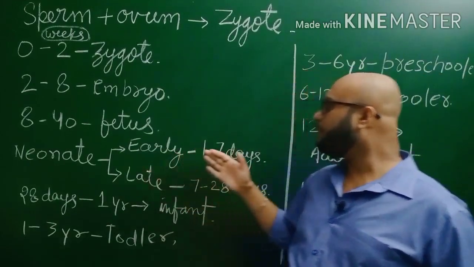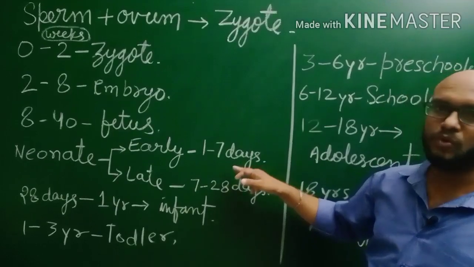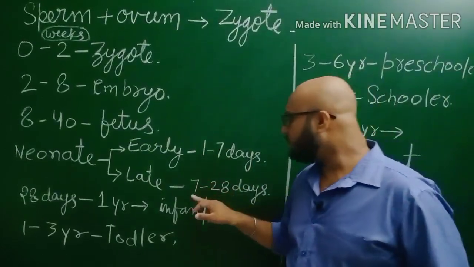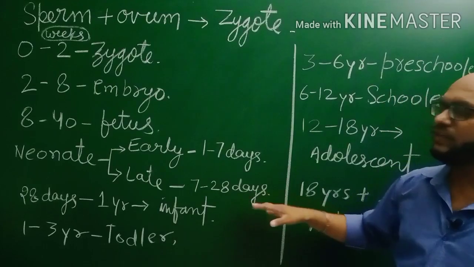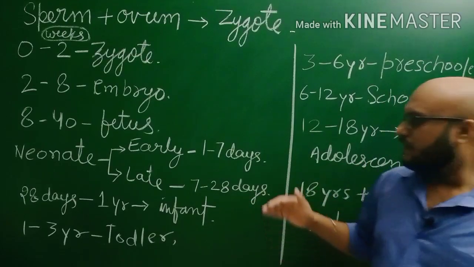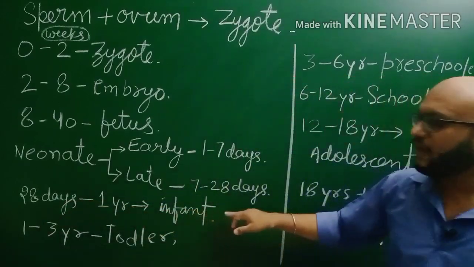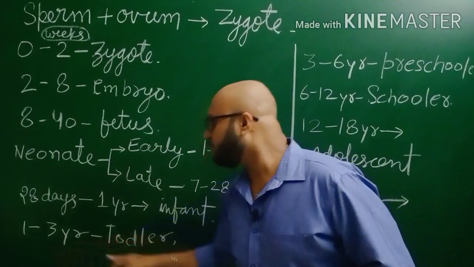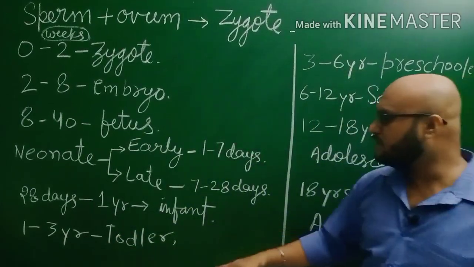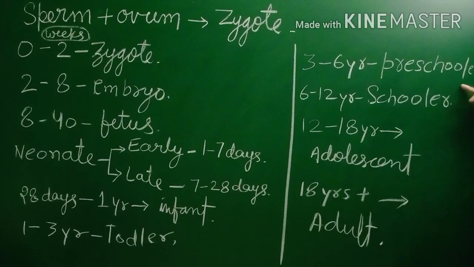The newborn baby up to 1 to 7 days of life is known as early neonate, and from 7 days to 28 days of life it is known as late neonate. The baby from 28 days up to 1 year is known as infant, and from 1 year to 3 years is known as toddler, and from 3 to 6 years known as preschooler, 6 to 12 years known as schooler, 12 to 18 years it is known as adolescent, and more than 18 years it is known as adult.